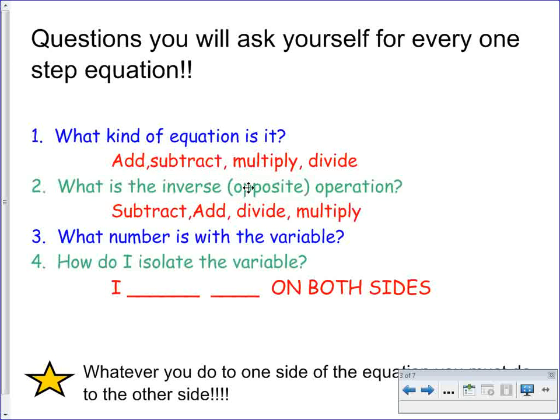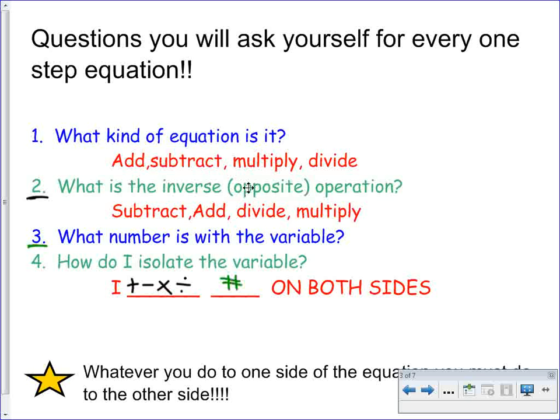Those two blanks are going to come from, the first blank is going to come from question number 2. What is the inverse operation? That's either going to be adding, subtracting, multiplying, or dividing. And then our second blank is going to be whatever you answer to number 3. What is the number that is with the variable? So make sure you get those in the notes.